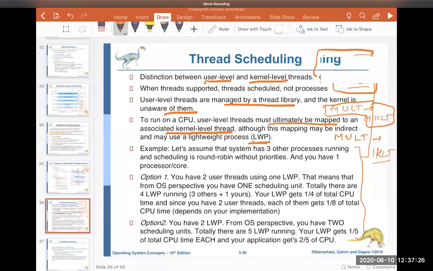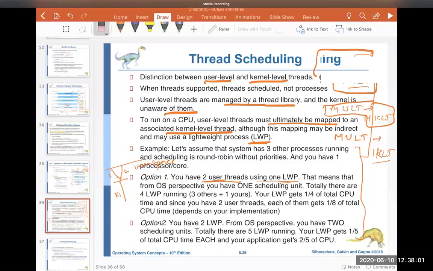The first scenario, you have two user threads and they are mapped to one LWP, a lightweight process. In case you have two user level threads, here is the user level and it is mapped to one kernel level thread. So there's user space and this is kernel space. Two user threads 1 and 2 are mapped to one kernel lightweight process.